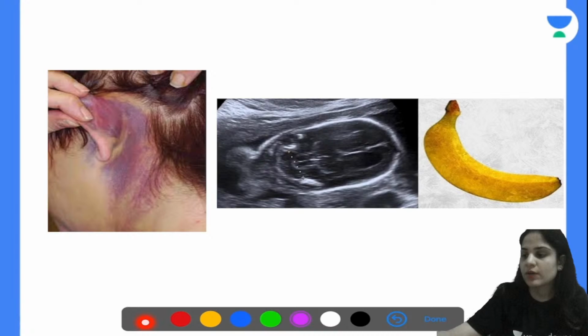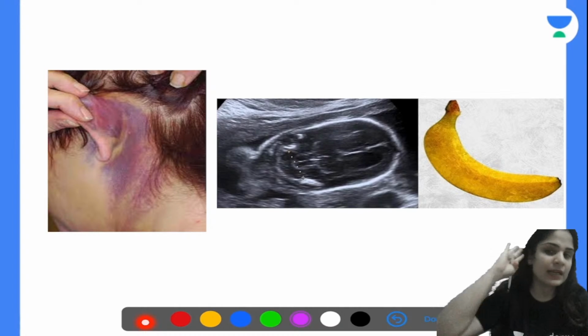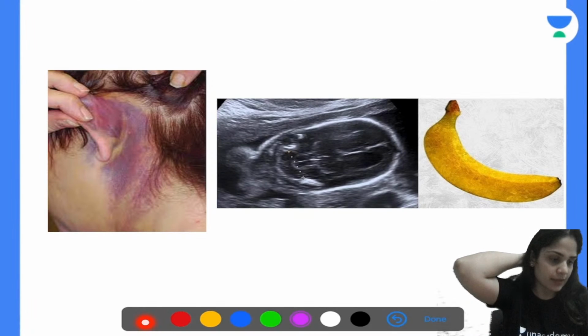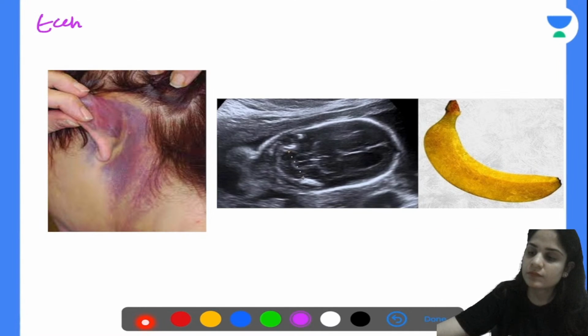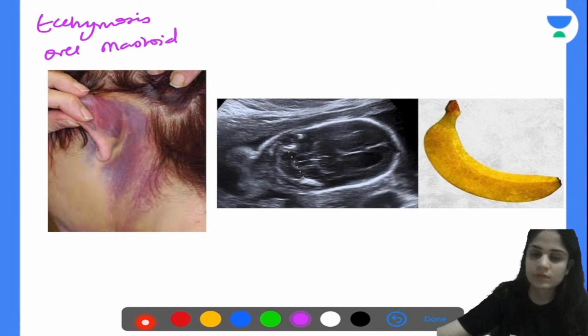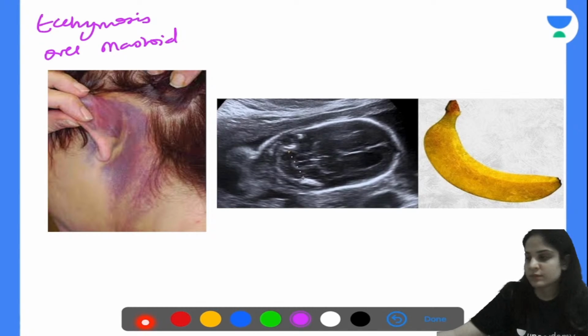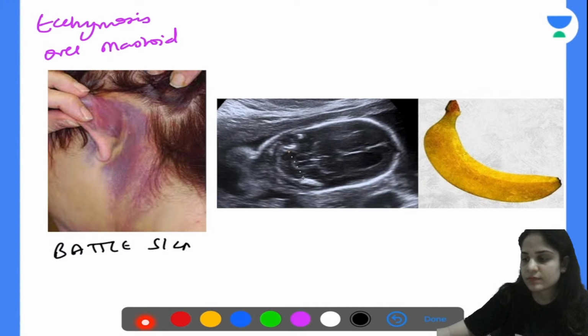Okay, now anyone, what is the name of this sign? You must have seen it definitely many times. And when do you see it? You're seeing ecchymosis over the mastoid. What is the name of that sign? It is called Battle sign. Okay, this is Battle sign. It is seen whenever there is a fracture in the middle cranial fossa.